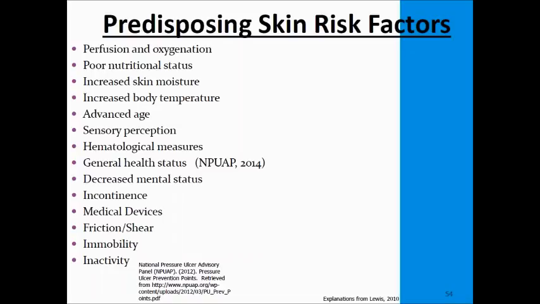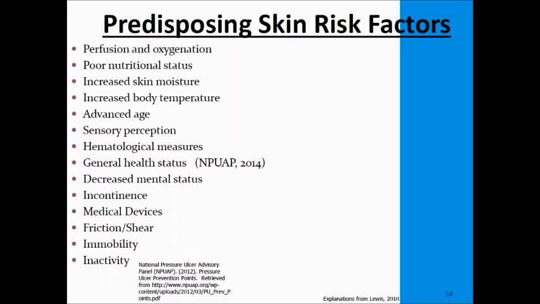Decreased mental status, or not aware to reposition, so make sure you're reminding them and documenting that you're repositioning. Incontinence, and pH of the urine and stool can be caustic to the skin and cause them to break down. Medical devices, friction or shear can cause tissue trauma, or mechanical friction can destroy granulation tissue.